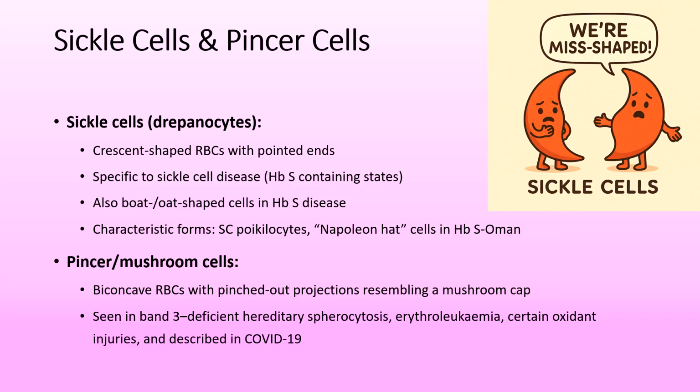A true sickle cell is pathognomonic of sickle cell disease and not trait. You may see elongated boat-shaped cells, which are peculiar poikilocytes, in hemoglobin S when it coexists with hemoglobin C or other variants. Pincer cells or mushroom-shaped cells are interesting and very uncommon. They're typically associated with specific membrane protein defects like band 3 deficiency and certain dyserythropoietic hemolytic anemias, including red cell damage in COVID-19 infection. We did see a lot of mushroom cells in COVID-19 infection, and this was reported in many of our reports as well.